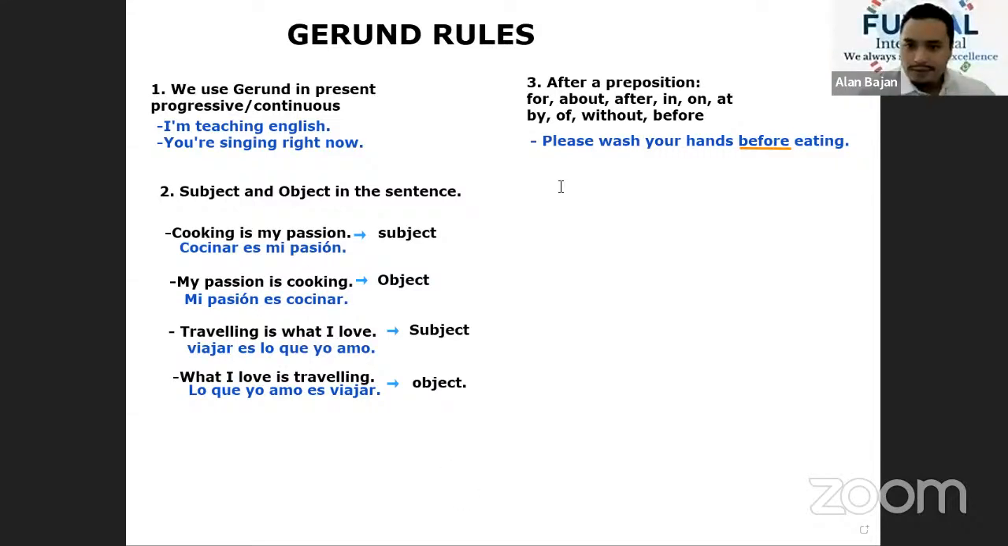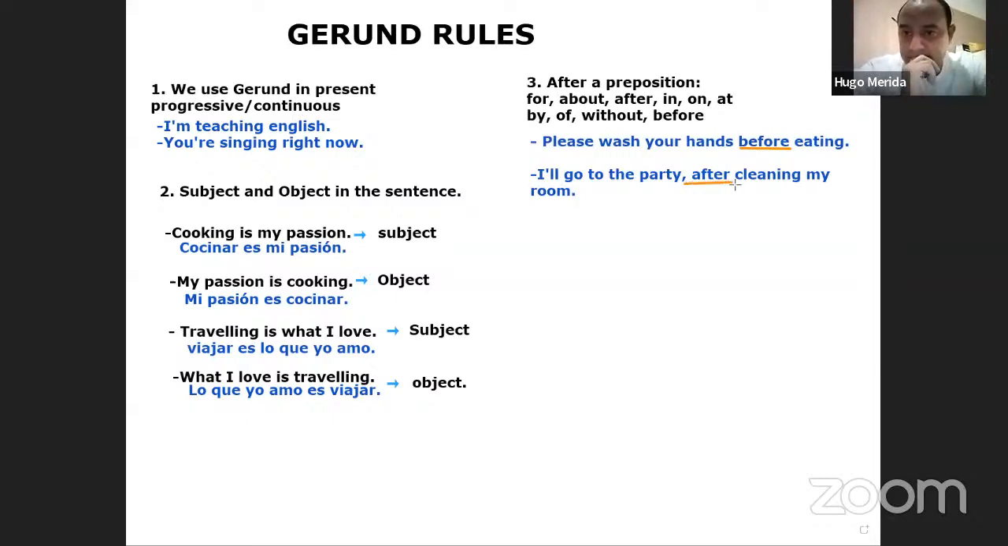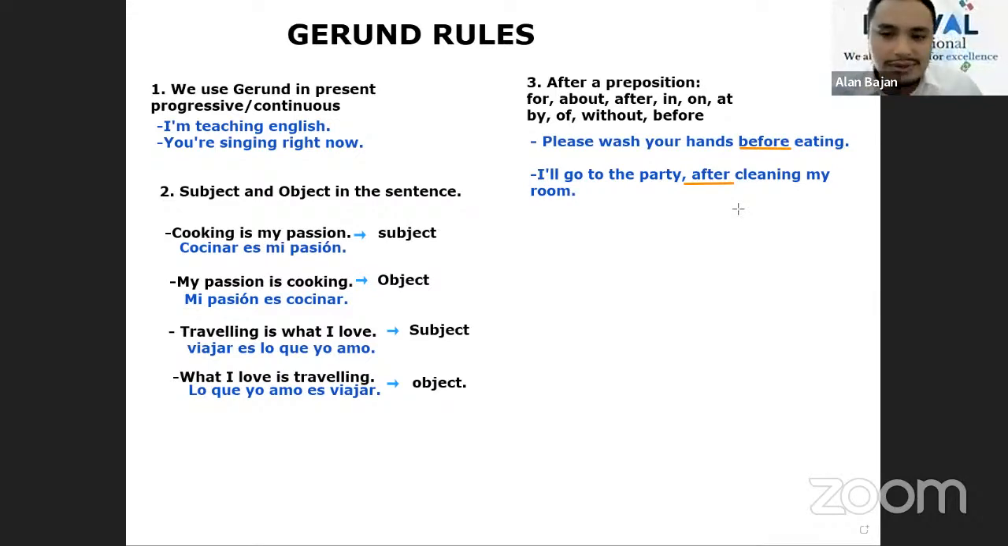Okay. So we say, I'll go to the party after cleaning my room. What is the preposition here? After. After. After cleaning my room. Okay? In the chat, write one example. After preposition.